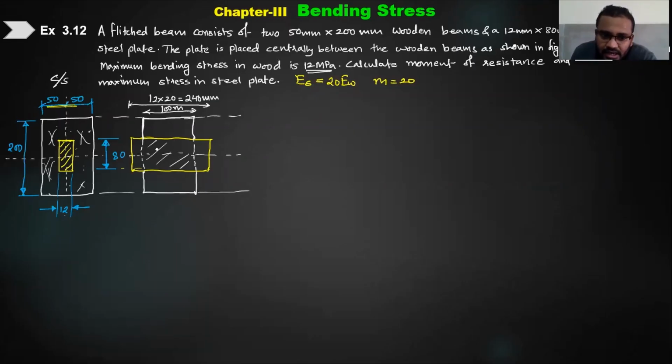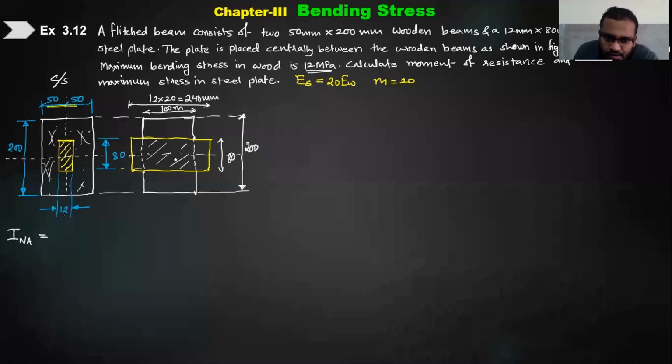So that means here we need to calculate the equivalent inertia. Inertia calculate करने के लिए कैसे करेंगे? This is 80 and how much is this? 200. Okay. So now let us find out the neutral axis ka inertia. Inertia about neutral axis. How are you going to calculate the inertia about neutral axis?